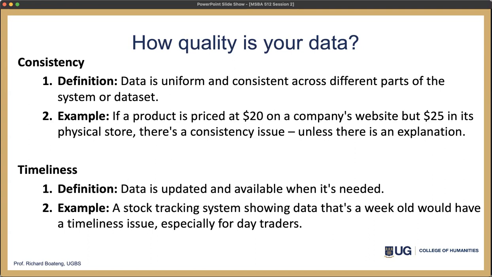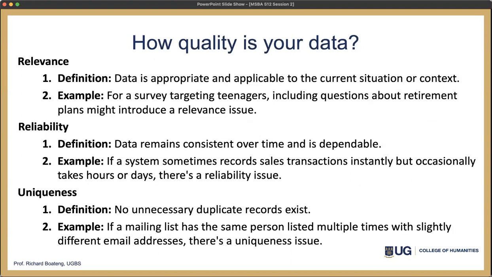Okay. So timeliness, definition. Data is updated and available when it's needed. A stock trading system showing data that is a week old would have a timeliness issue, especially for day traders. That one is very easy for you to understand. Okay. Relevance. Data is appropriate and applicable to current situation or context. For a survey targeting teenagers, including questions about retirement plans may introduce a relevance issue. So then that's very, very true.